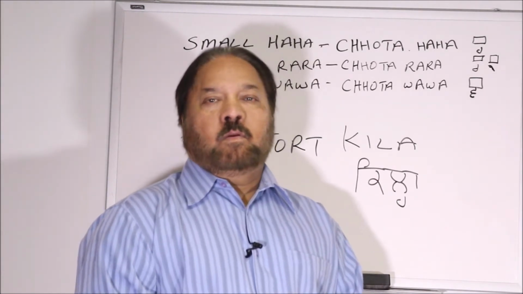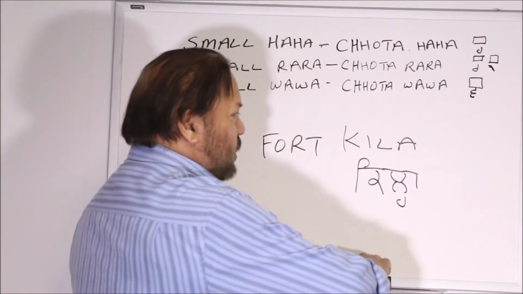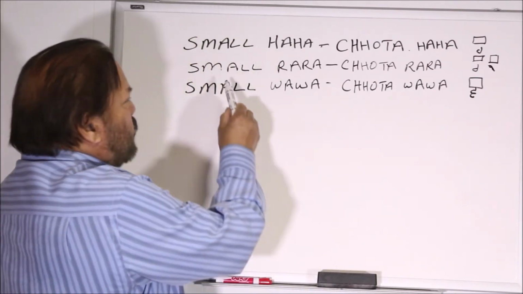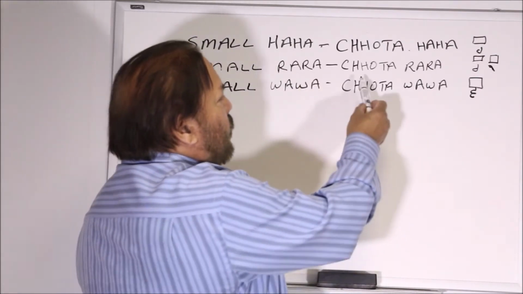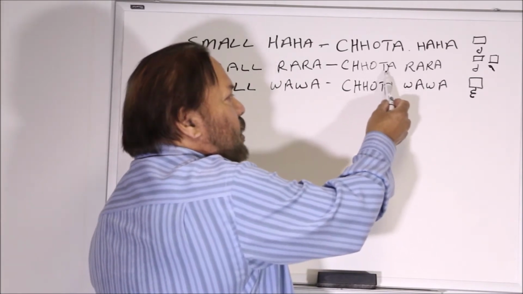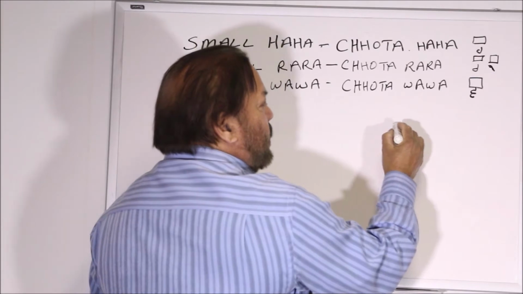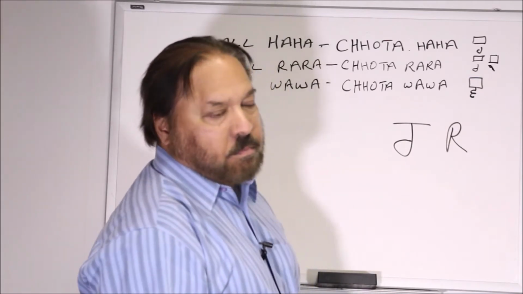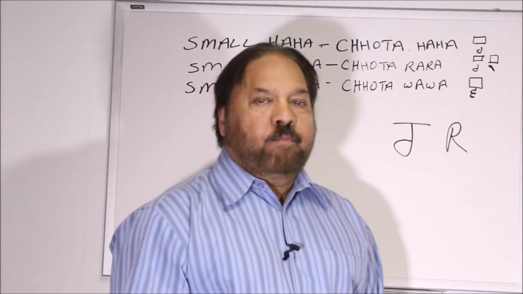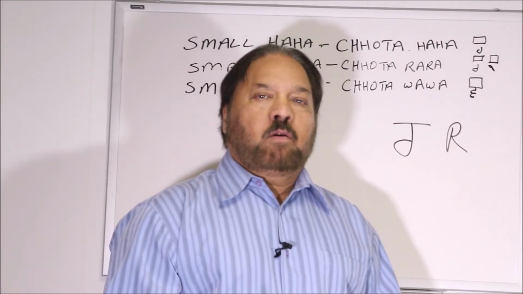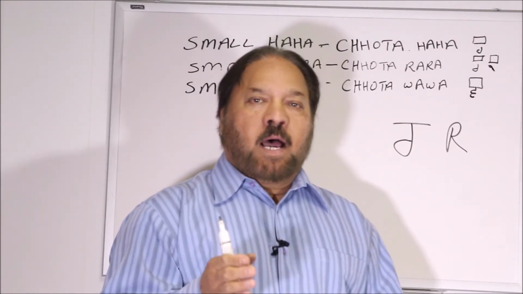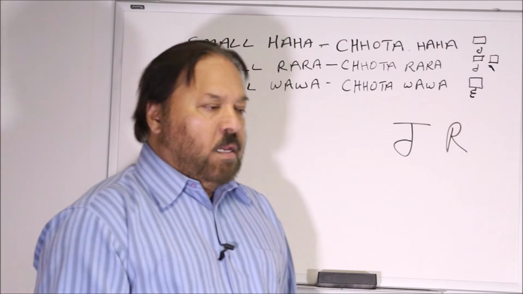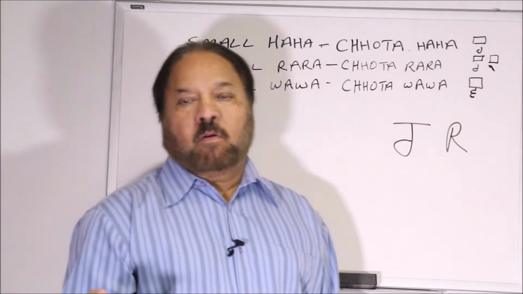I don't want to take too much time on this one, so we go to the next one. The next one is small rara. We call it Shotara. Shota means small in Punjabi. And you remember rara is like this, for the sound of R. Sometimes we write some words and we pronounce R a little bit silent, not that much, but we speak fast. I will give you one or two examples of this small rara.